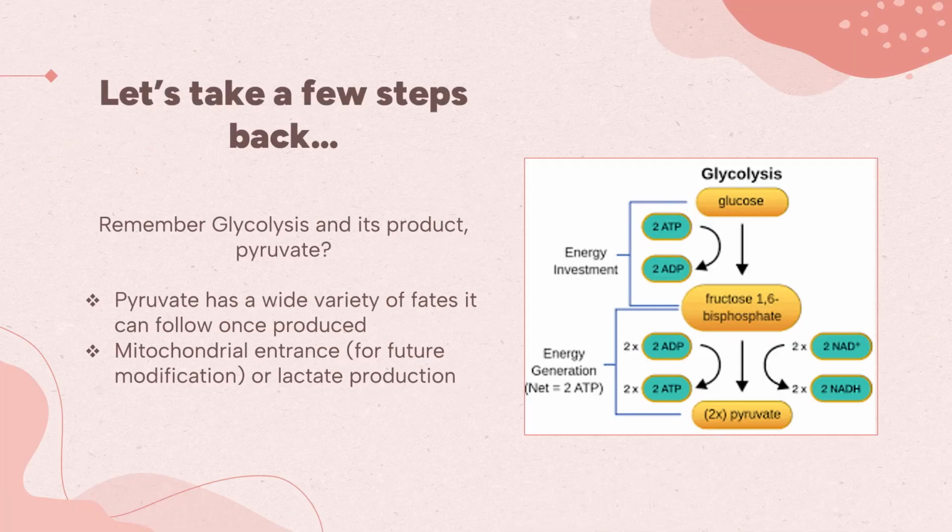Looking back at glycolysis, we can remember that pyruvate is created from glucose and also that 2 net ATP are generated. So this is very important because pyruvate can have a wide variety of fates once it is produced. It can either go into the mitochondria for further modification via oxidase, or it can be produced into lactate, which can then be retaken up by gluconeogenesis and produced back into glucose if the organism is not receiving enough glucose through its diet.